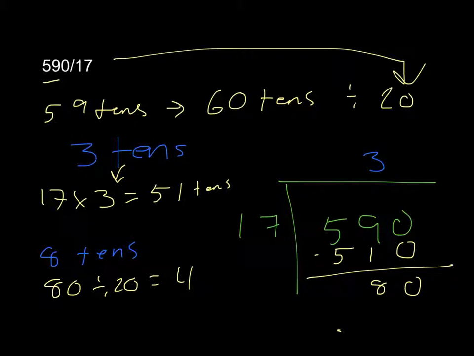So I'm going to put my 4 up here. And then I'll do 17 times 4, which is 68. Okay, 80 minus 68 is 12, so you get 34 with a remainder of 12, which is the same solution we got last time, slightly different way. This way might help if you're using your place value chart, but that's up to you. Okay, let's look at another problem.